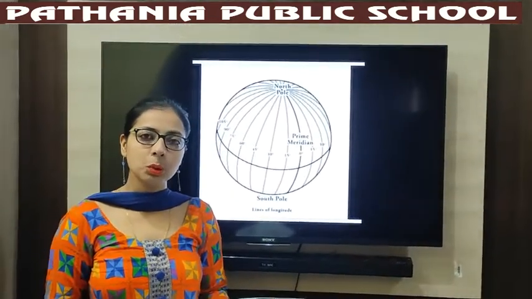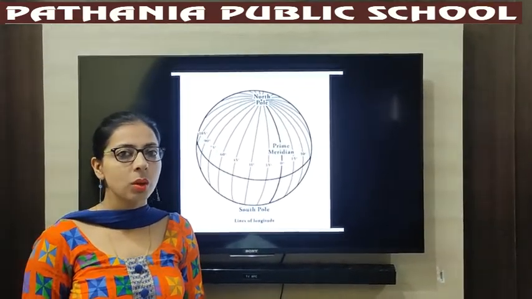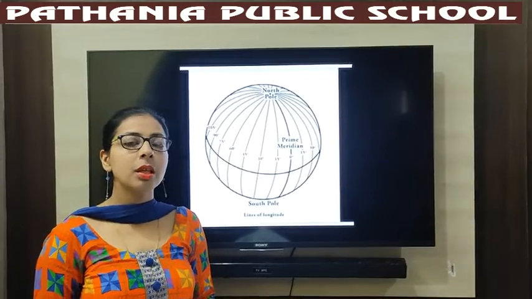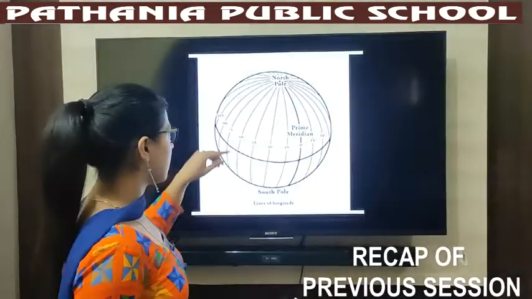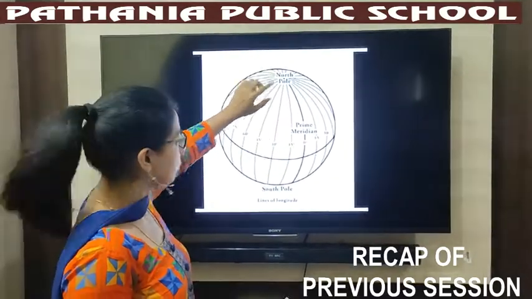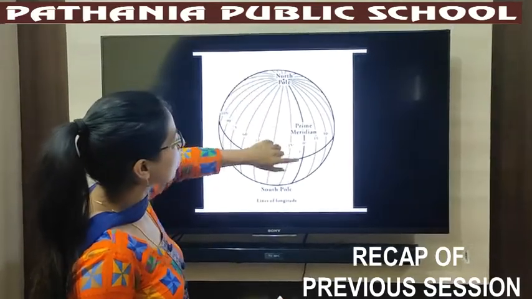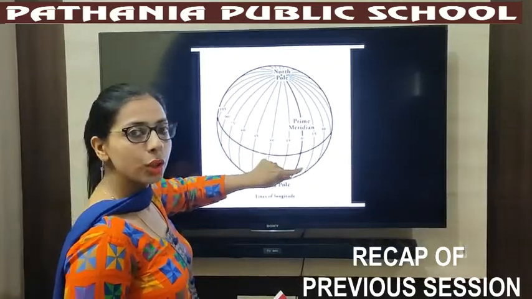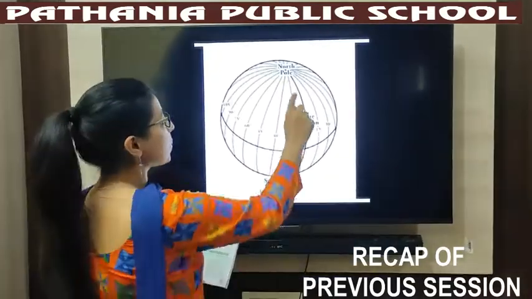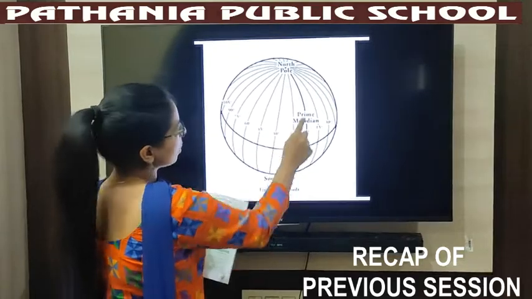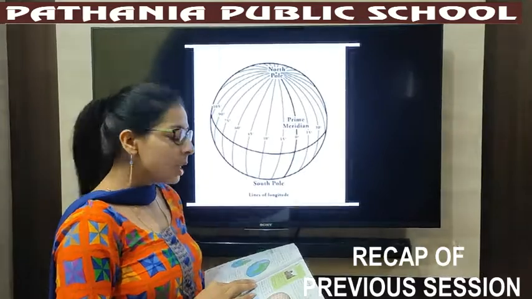We are doing chapter number 2, which is latitude and longitude. In the previous session we discussed what longitude is and some features of longitude. So let's take a recap. The imaginary lines that run from the north pole to the south pole are our longitudes. We also discussed that these lines are equal in length. All the lines connect the north pole to the south pole, so the length of all the meridians, or longitudes, is the same.